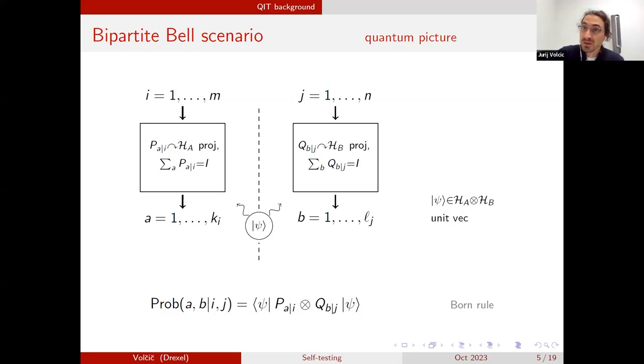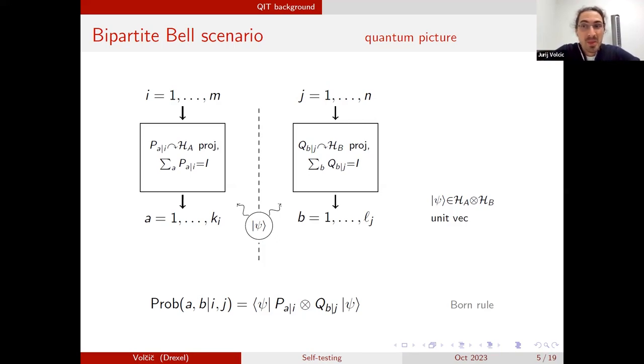You take the inner product of the state, the unit vector, with the tensor product between projections, right? And this tensor product is standing there to tell me that there's no communication between the devices. Okay. So this is going to be the setup. This is how I'll describe my bipartite scenario, having two parties entangled, and now having these projections for one and the other in the state. That's what I'm going to call a model for this scenario.